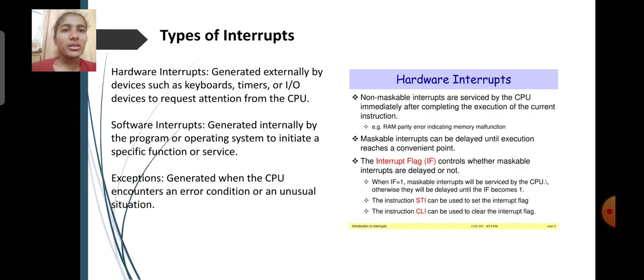Types of interrupts: hardware interrupts, software interrupts, exceptions. First one, hardware interrupts: generated externally by devices such as keyboard, timer, or input output devices to request attention from the CPU. Software interrupts: generated internally by the program or operating system to invoke a specific function or service. Exceptions: generated when the CPU encounters an error condition or an unusual situation.